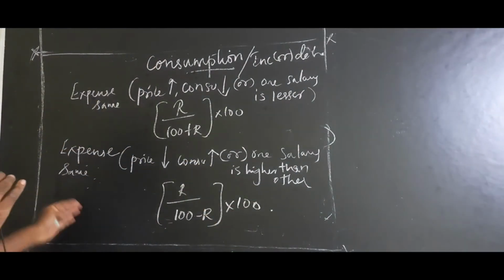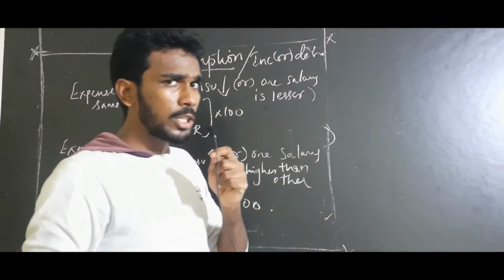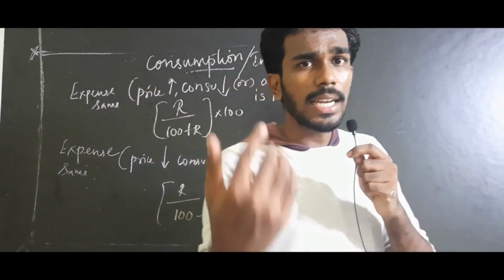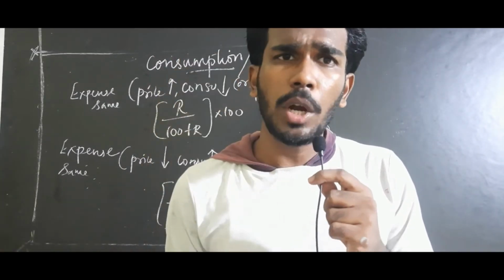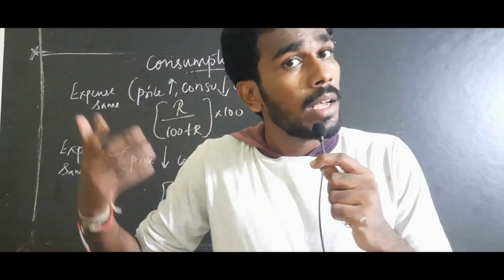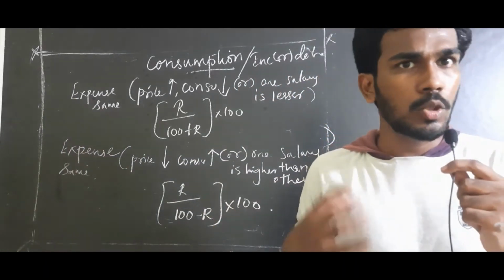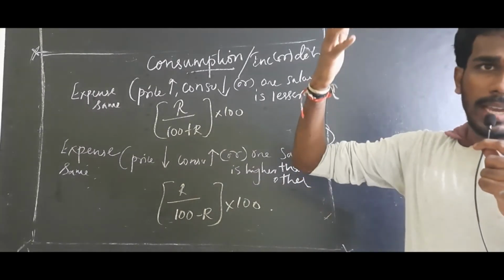Similarly, in the second scenario, the expense is again going to remain the same, but the price is going to decrease. You have a monthly budget of 5,000. Suddenly the price of the particular brand of rice decreases. What do you do? You consume more rice for the next month. This month the price has decreased, so you will consume more. So when the price decreases, your consumption goes high.